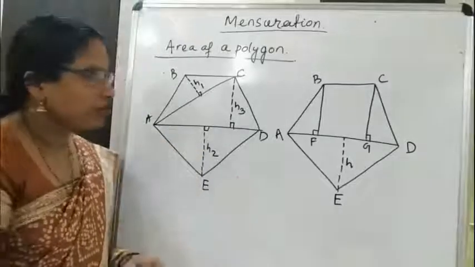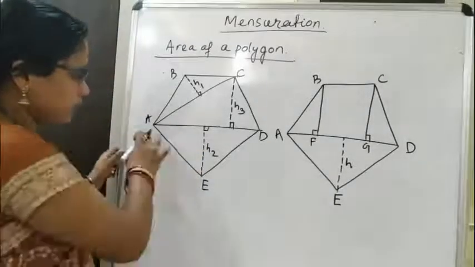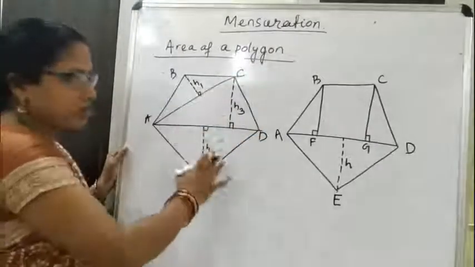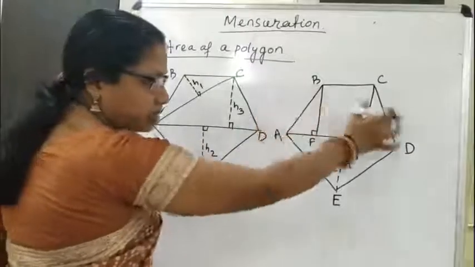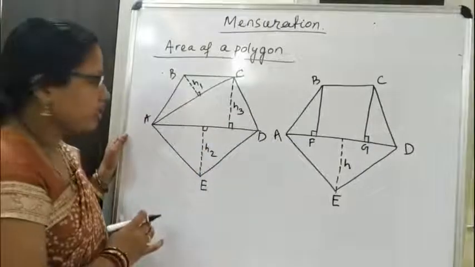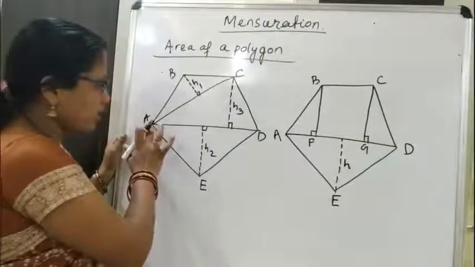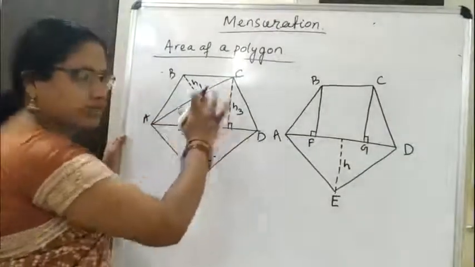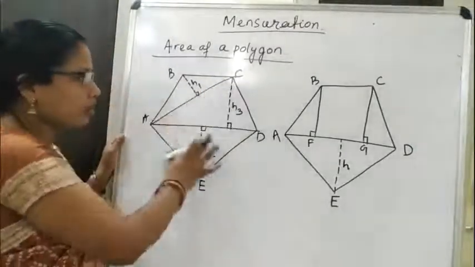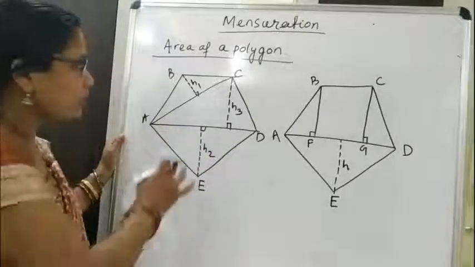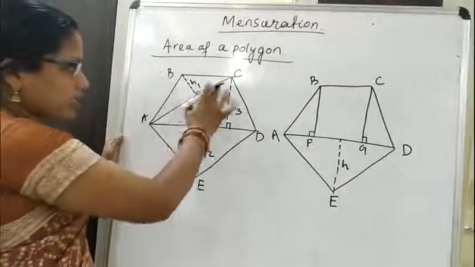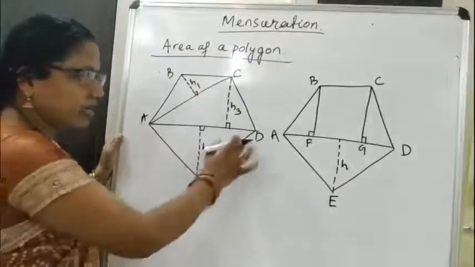So here, for example, let us take a polygon ABCDE. This is a pentagon. The same pentagon is here also, ABCDE. In the first pentagon ABCDE, I have drawn two diagonals, AD and AC. If I have drawn two diagonals, then the whole pentagon is divided into three triangles: triangle ABC, triangle ACD and triangle AED.